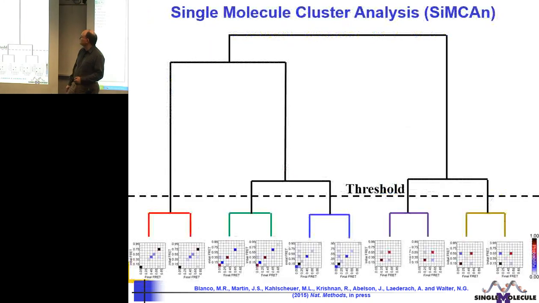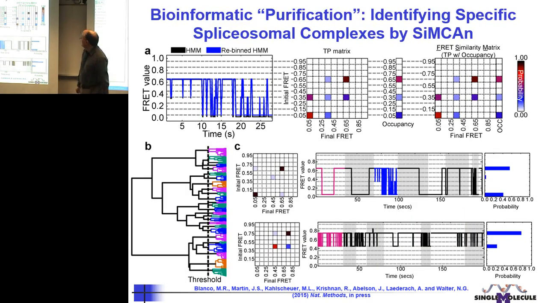Mm-hmm. So how many states do you have in your model then? Right. So in the hidden Markov model, we allow up to 10 states, and they are spaced by essentially the resolution of our FRET signal. We believe we have a resolution of about 0.1. So we bin everything that falls between 0.0 and 0.1 into a bin of 0.05, because they seem the same within error, right? And so we have 10 different FRET states, okay?